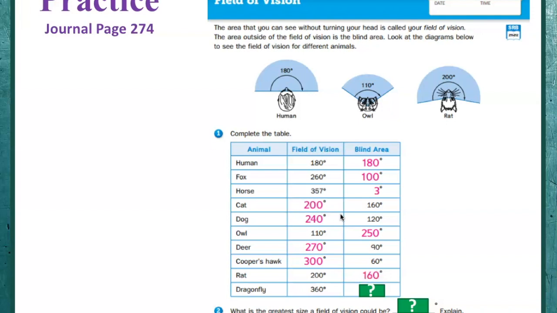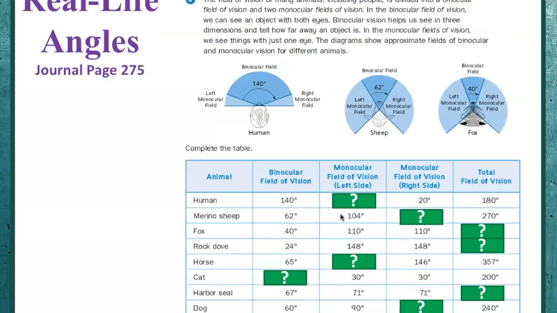And a dragonfly, whoa, can see 360 degrees at all times. Can't see 0 degrees. So a dragonfly is certainly going to know when you are sneaking up on it. What is the greatest size a field of vision could be? 360 degrees, and we know that because that is a full rotation. Okay, I'm going to ask you to try this. I'll read the directions, and then you will go ahead and try this on your own.